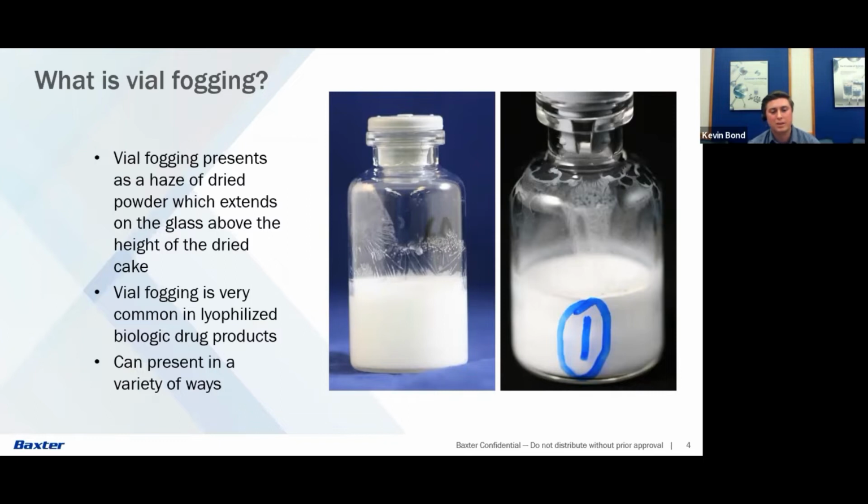The exact appearance of vial fogging varies from product to product and can present as a dendritic or branching pattern, or as a uniform haze covering the interior of the vial. The photo on the left of our screen shows an example of vial fogging presenting as that dendritic branching pattern, while the photo on the right shows an example of vial fogging presenting as a more uniform haze.